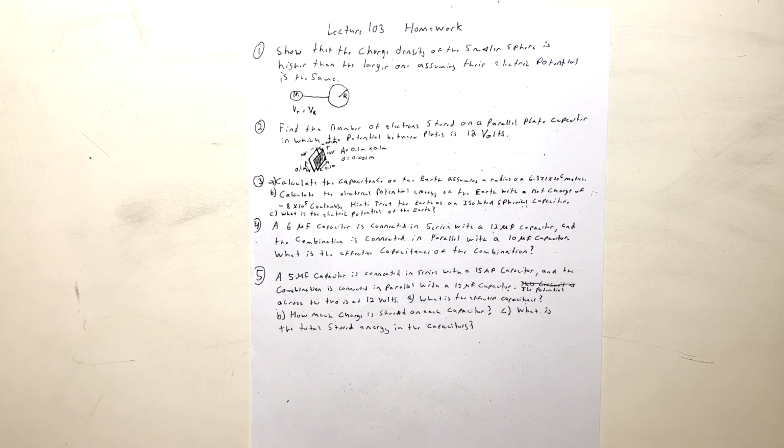Okay, and our final problem, number 5. A 5 microfarad capacitor is connected in series with a 15 microfarad capacitor, and the combination is connected in parallel with a 12 microfarad capacitor. The potential across the two is 12 volts. What is the effective capacitance? How much charge is stored on each capacitor? And what is the total stored energy in the capacitors? Okay, let's take this piecemeal.